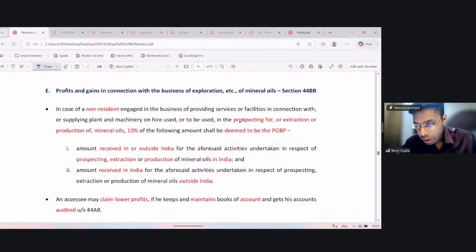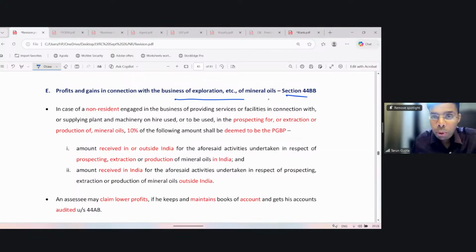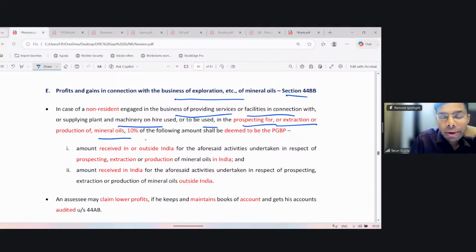Now we are moving to 44BB. Profit and gains in connection with the business of exploration of mineral oil. Here also the presumptive rate is 10%. What it says: in case of a non-resident engaged in the business of providing services or facilities in connection with, or supplying plant and machinery on hire, used or to be used in prospecting for, extraction of, or production of mineral oil, 10% of the following amount shall be deemed to be the PGBP.